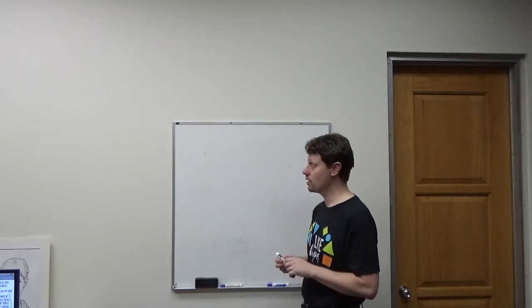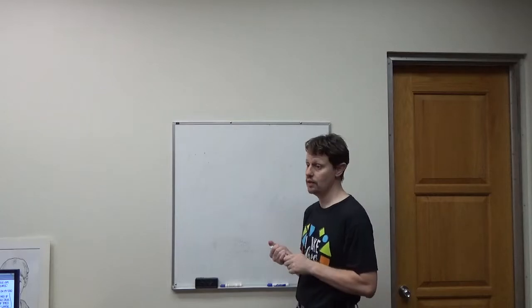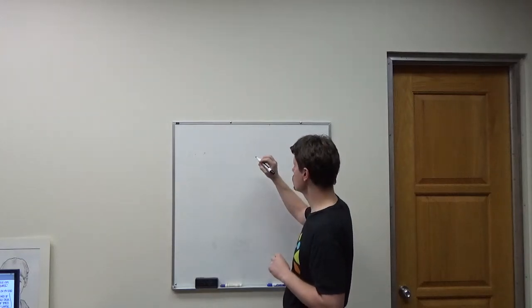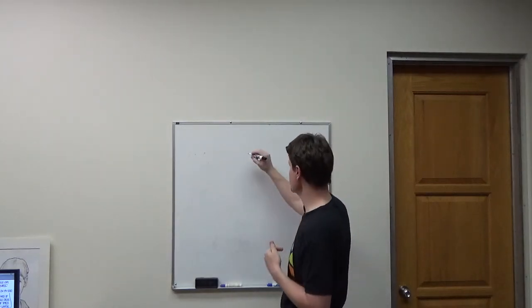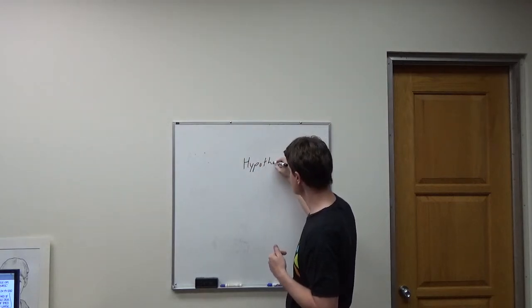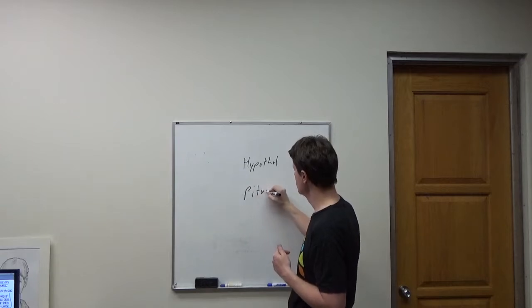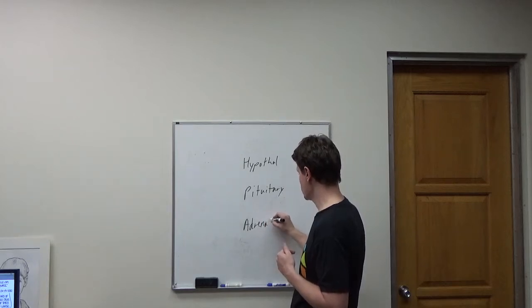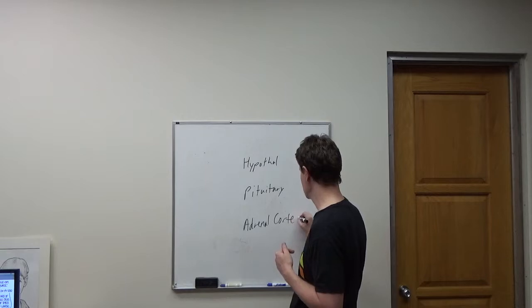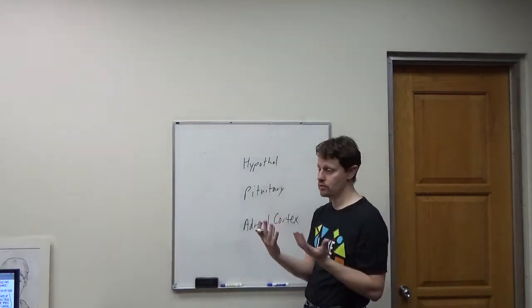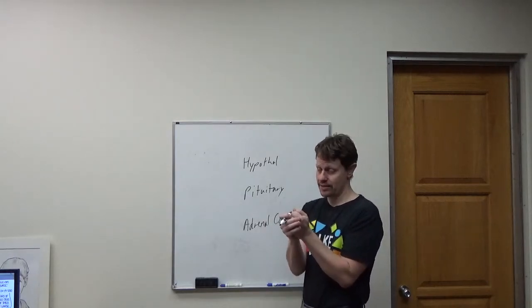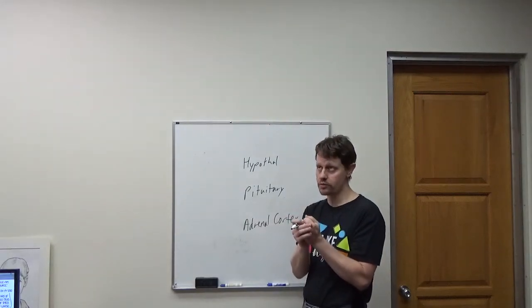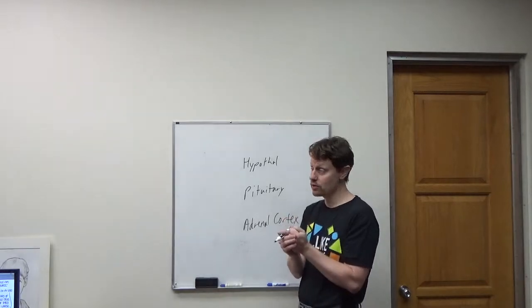All right, so I wanted to give an introduction to the HPA axis, or hypothalamus pituitary adrenal axis. Generally, the core of the HPA axis involves the hypothalamus, the pituitary, and the adrenal glands. In particular, something called the adrenal cortex, which is the outer part of the adrenal glands. The inside of the adrenal glands, deep inside, is an area called the adrenal medulla, where epinephrine, also known as adrenaline, gets released by the sympathetic nervous system.